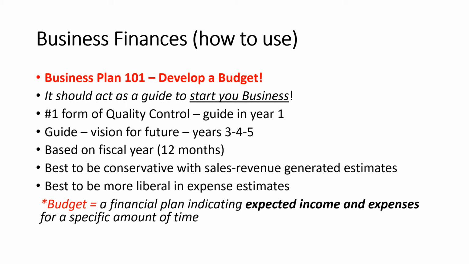So again, you've got monopoly money, but you want to be conservative with your revenue, the money you're making, and then be a little more liberal with your expenses when you list that. Again, a budget is just simply a financial plan indicating expected income, that's your revenue, and expenses, and that becomes your net income. That's the income statement we're talking about.